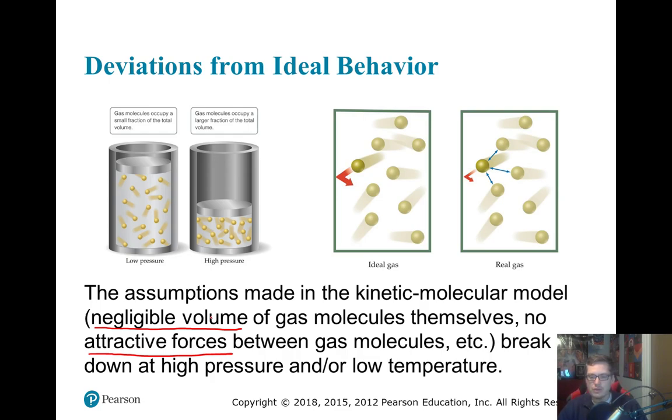So whenever you get to high pressure, you start to have to worry about the volume factor of these gas molecules. You have to start keeping track of how much volume these gas molecules actually take up in regards to the volume of my container.